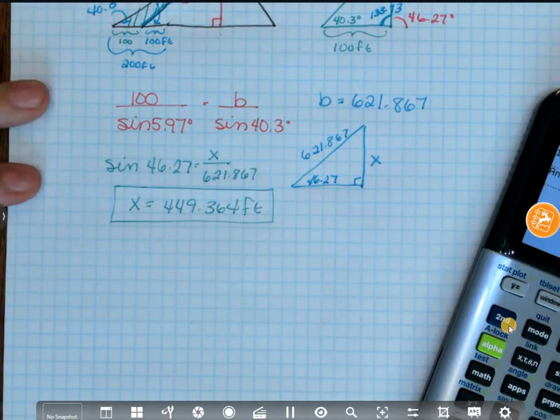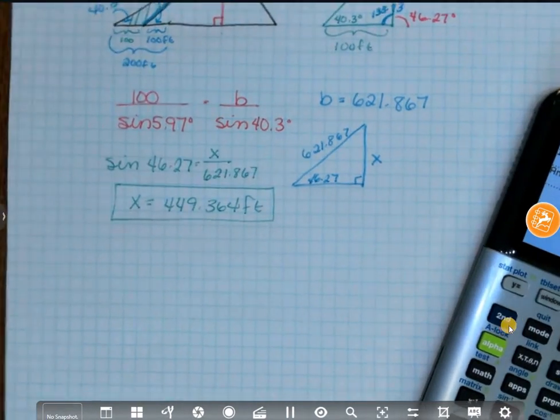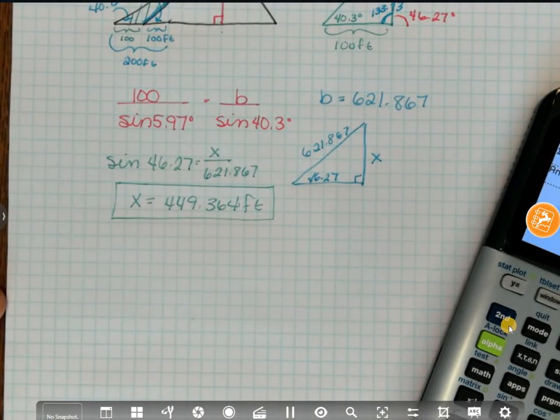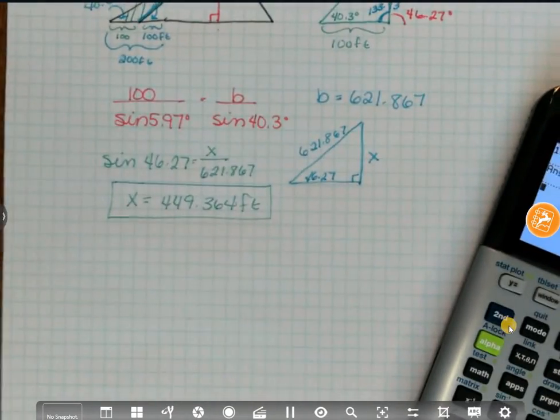Wow, that is not showing up with anything. No. Why would you convert that to inches? Nope. Yes, ma'am?